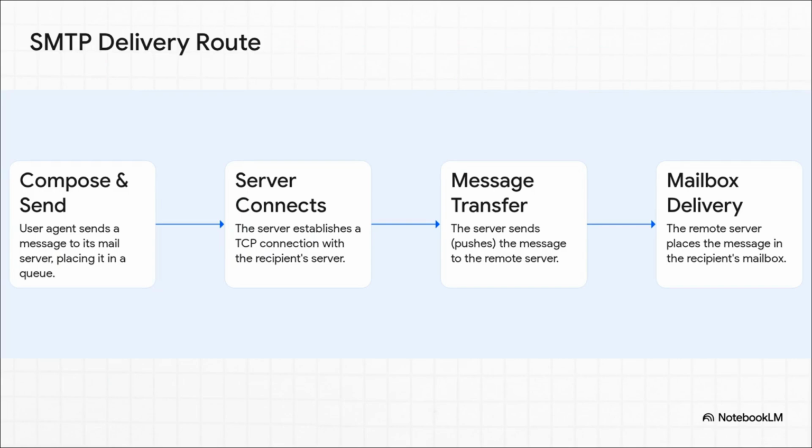So when you hit send, your email program hands that message to your outgoing mail server. That server then acts as an SMTP client. It finds the recipient's mail server, using DNS again, by the way, and it pushes the email over to it. The recipient server accepts the mail and drops it into their inbox where it just waits to be collected. It's a whole server-to-server relay race.